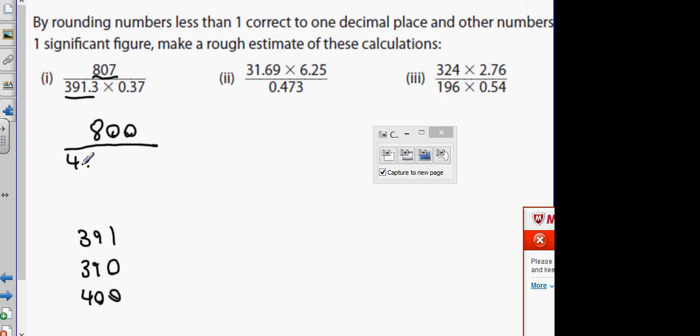So it's 800 divided by 400, and then the next one is 0.37. 0.37 is for rounding numbers less than 1, correct to 1 decimal place. I need to round off 0.37 to 1 decimal place, and I get 0.4.